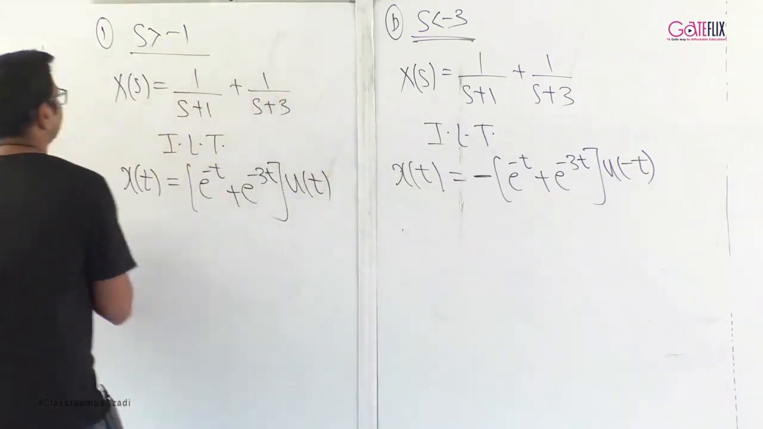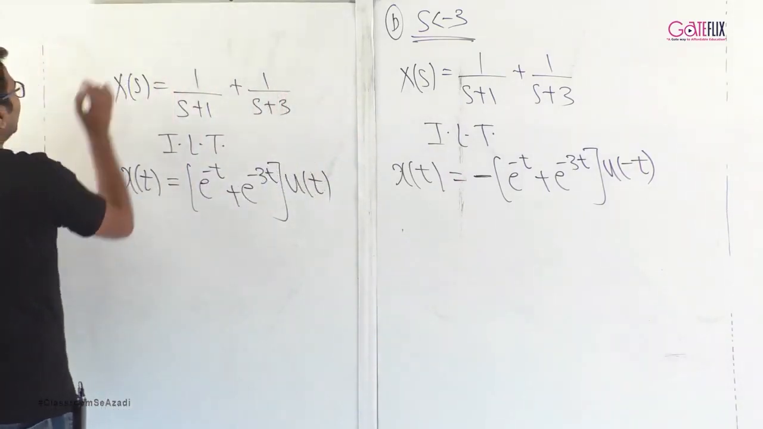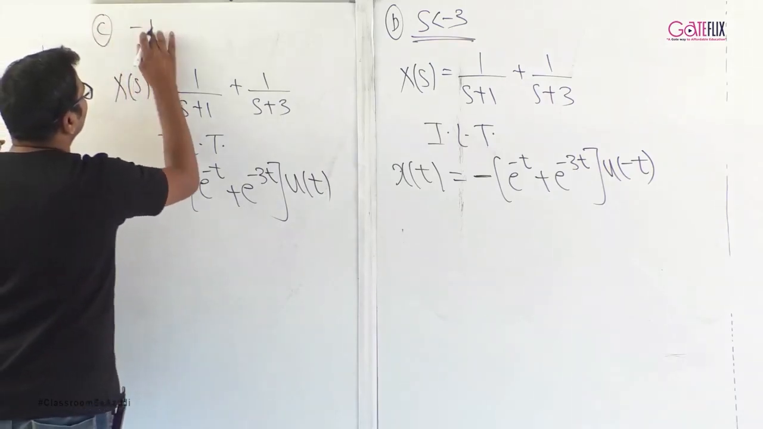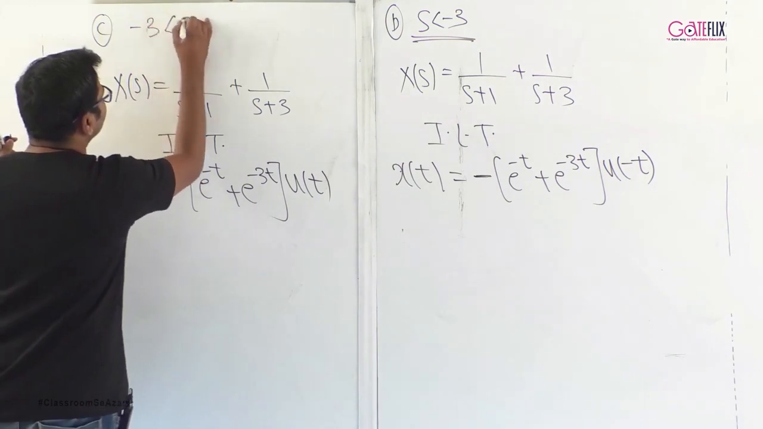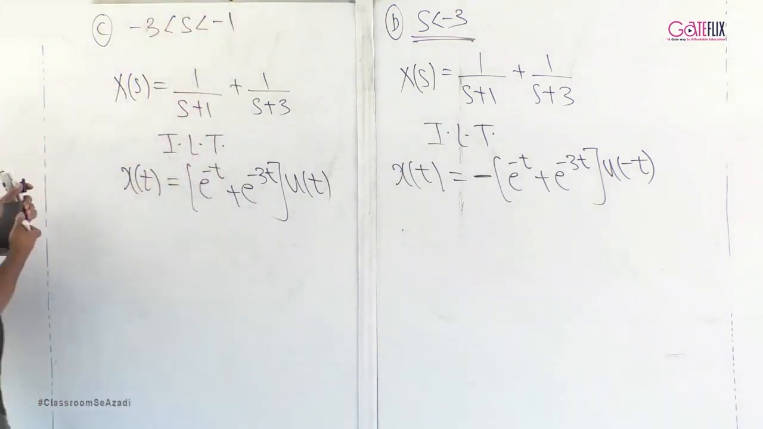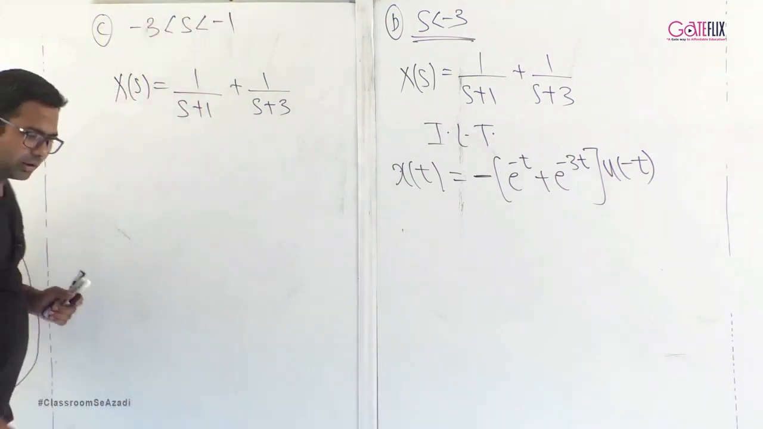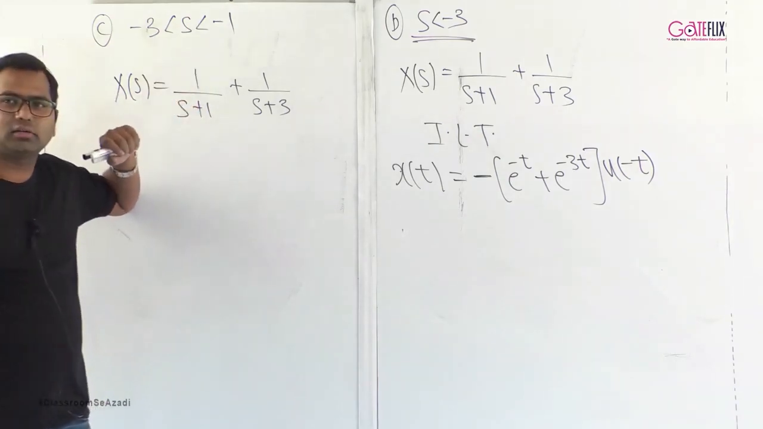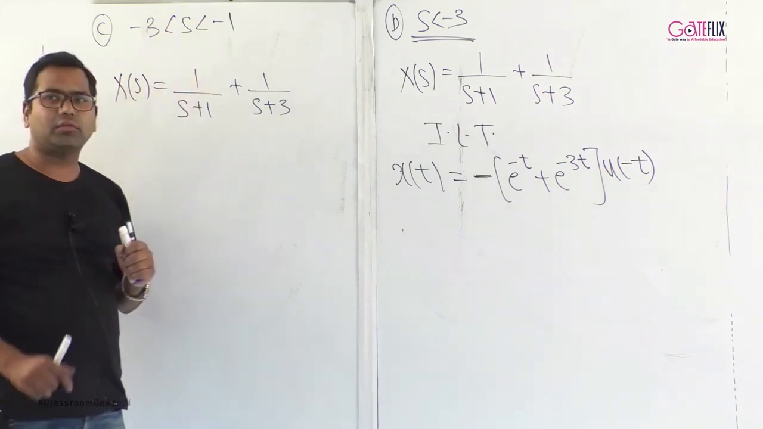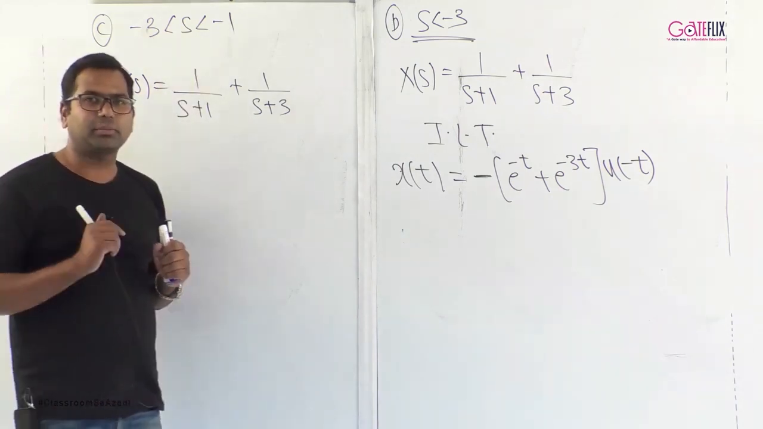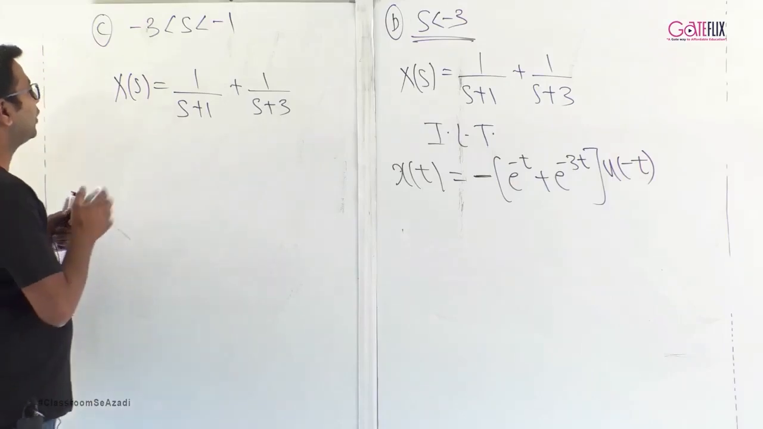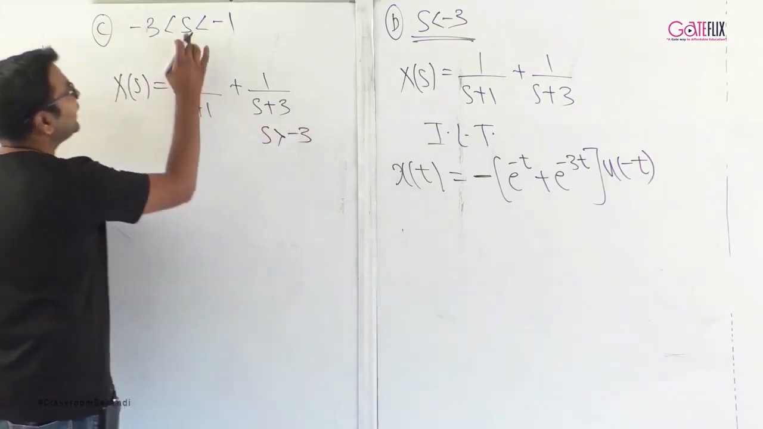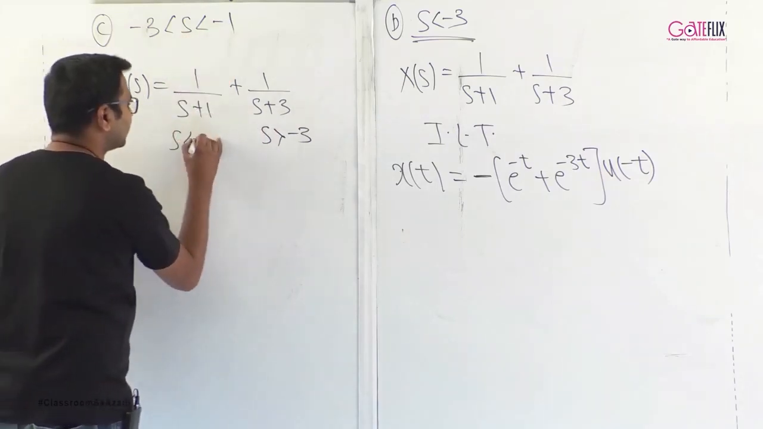In the third case, the ROC is minus 3 less than s less than minus 1. Therefore, as you can observe, such an ROC is possible only for a two-sided signal. In a two-sided signal, we have a right-sided portion and a left-sided portion. Therefore, if you observe, s is greater than minus 3 and s is less than minus 1.